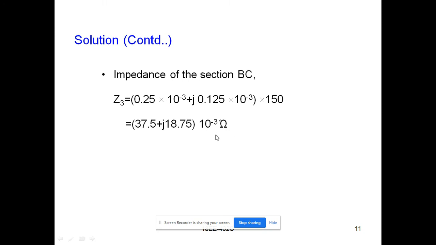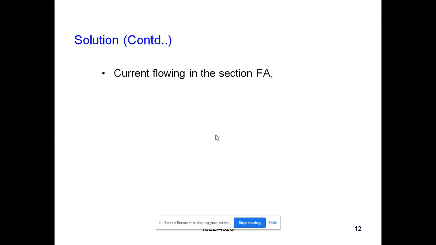Now we have found all three impedances, of sections FA, AB, and BC. Now we have to find the current flowing in section FA. In section FA, the current will be the sum of all the three currents, that is, the three load points, I1 plus I2 plus I3. So we have to add all the three.